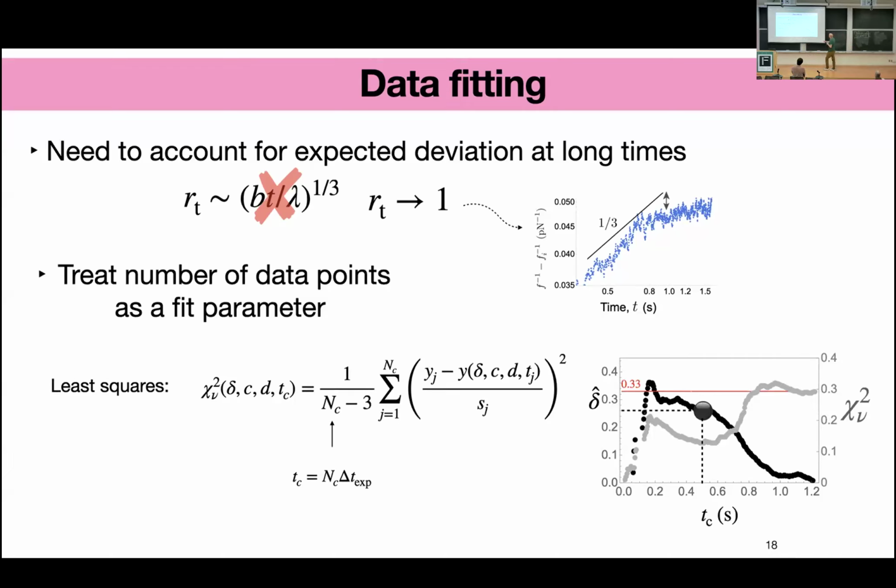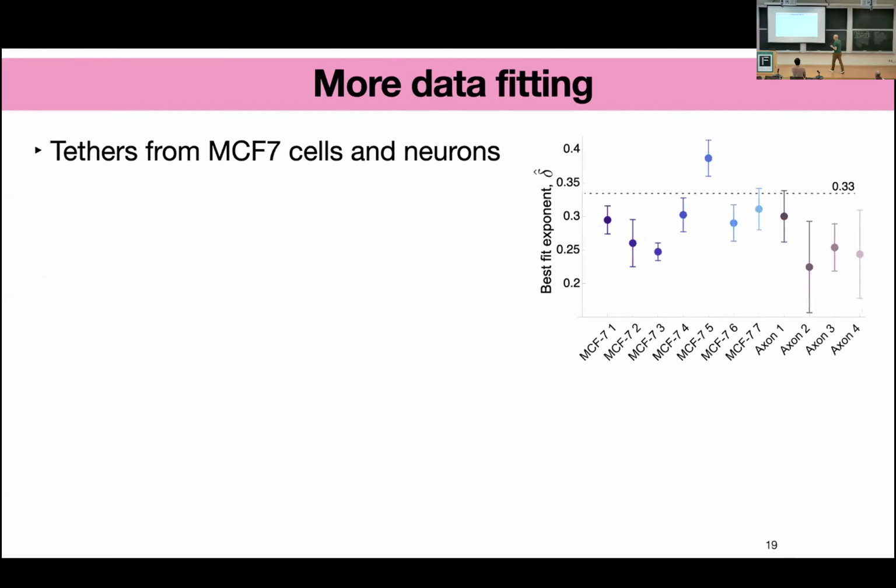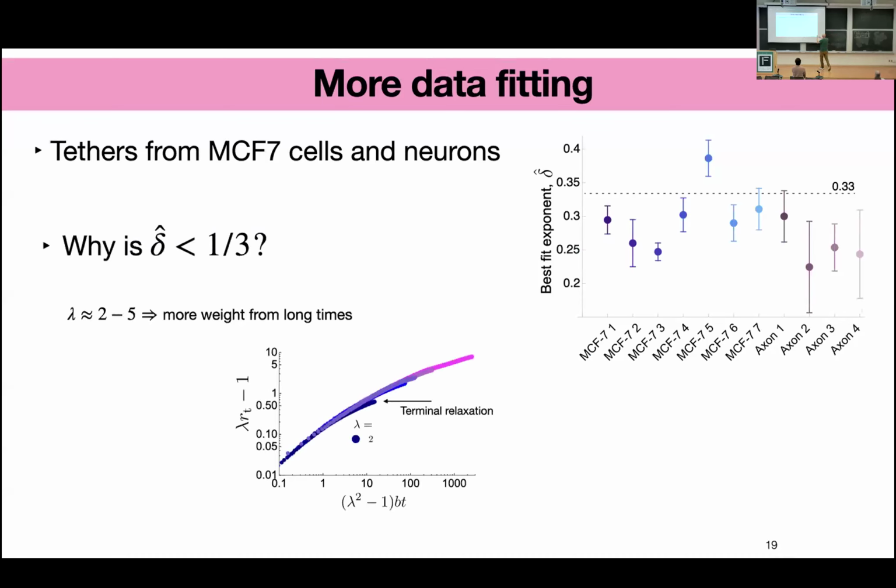At the minimum, we look at the point T_C, which is essentially the number of data points we've included in our fit. We ask, what is the corresponding value of delta? And we see that it's not too far from the red line, which is the prediction of 1/3. We can do the same for a bunch of other data sets, from these MCF7 cells and from neurons. Overall, we see some distribution of values that are a little bit underneath the prediction of 1/3.